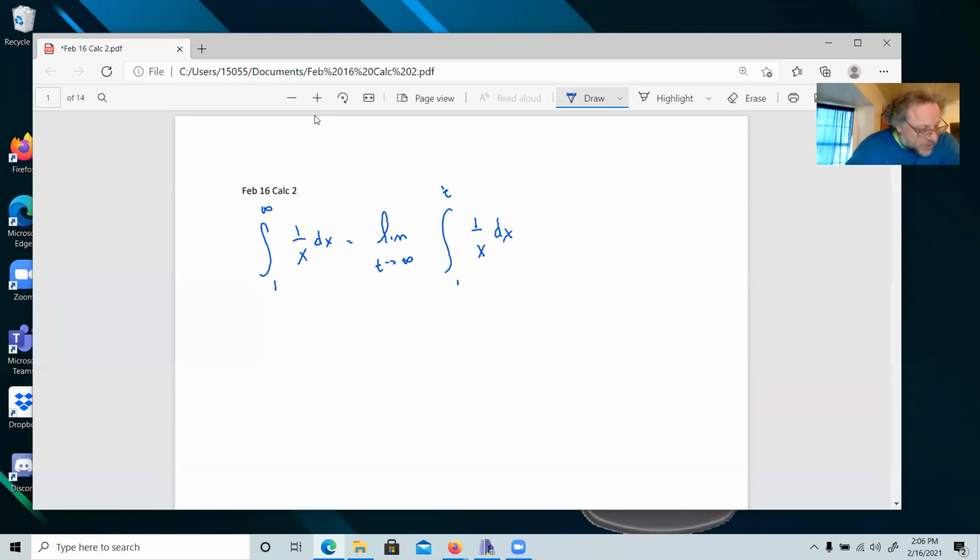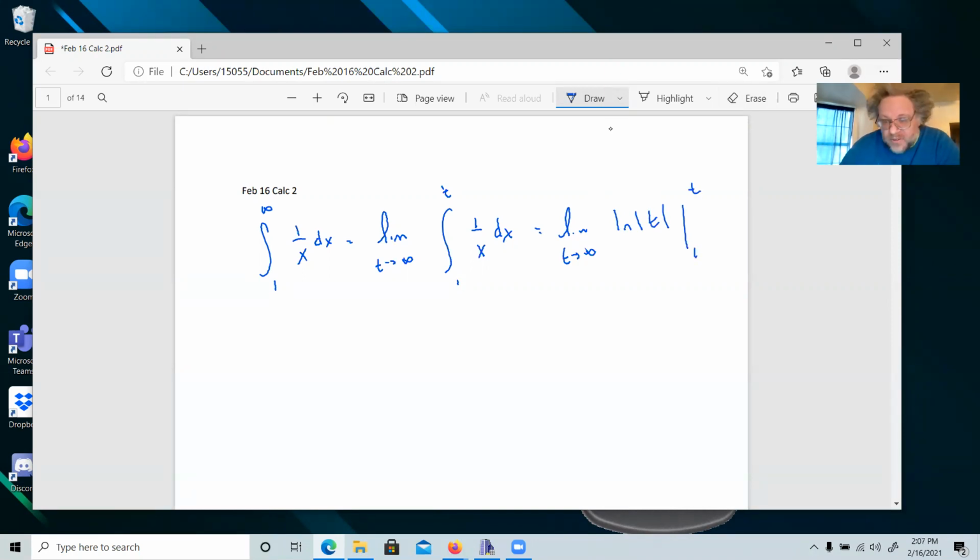So what are we going to have next here? We can just integrate this directly. This is the one that you know. So this is going to be natural log of x evaluated from 1 to t. I need a limit because we don't know what t is. So this is equal to the limit as t goes to infinity of natural log of x from 1 to t.